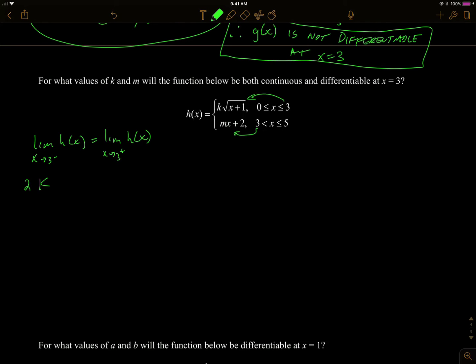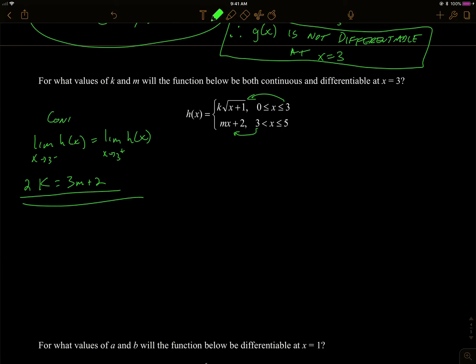So I'm going to plug my 3 in for x in the top, and after I simplify it, I get the square root of 4, which is 2. I get 2k equals the limit from the right. We'll be plugging 3 into the bottom function. I'll get 3m plus 2. So now this equation has two variables in it. So I need another equation to help solve this, right? I need a second equation so I can solve the system for k and for m.